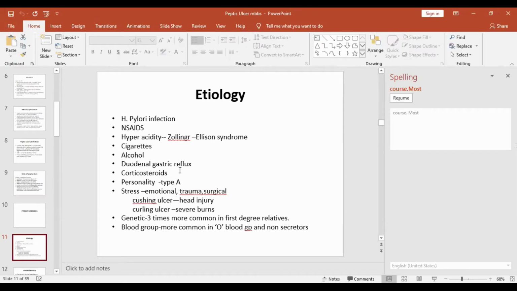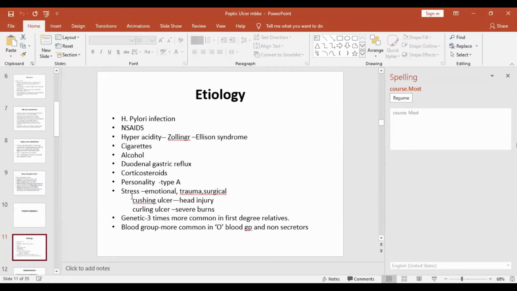Then corticosteroids. A-type personality. What is A-type and B-type? A-type is those hyperactive people, very ambitious, restless, always under stress. You must be having many people in your class. Type A personality, very active. B is of course quiet, relaxed, easygoing.